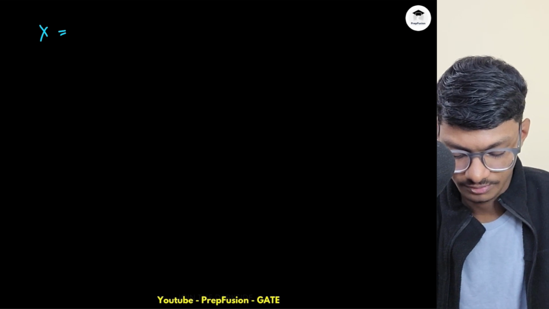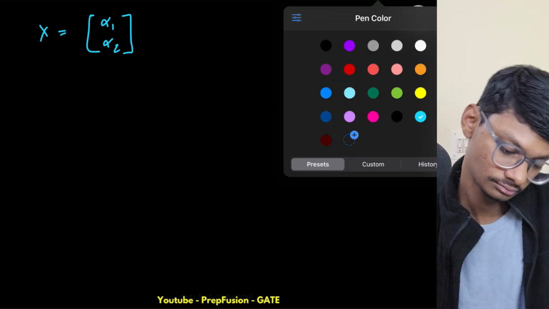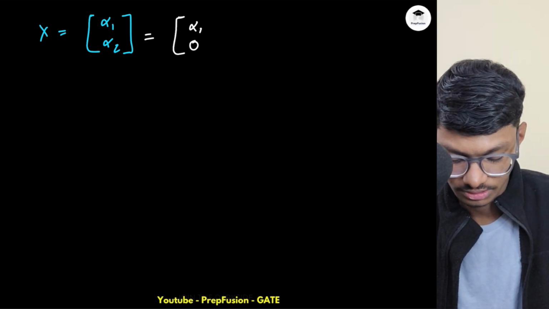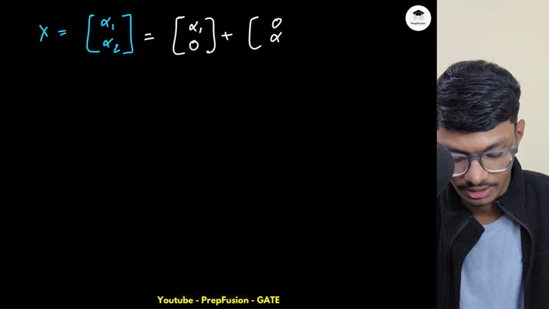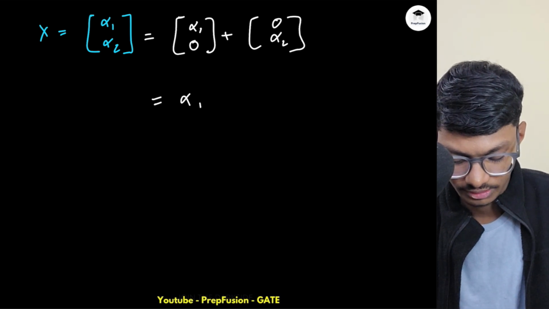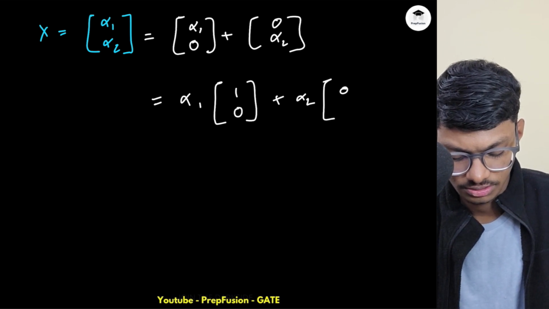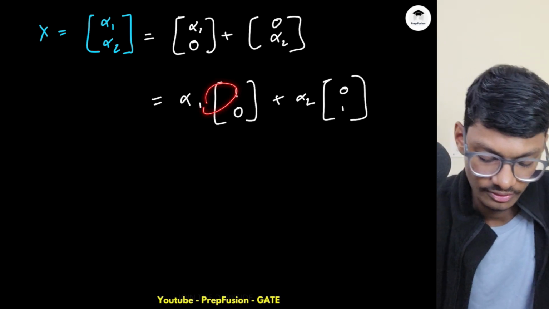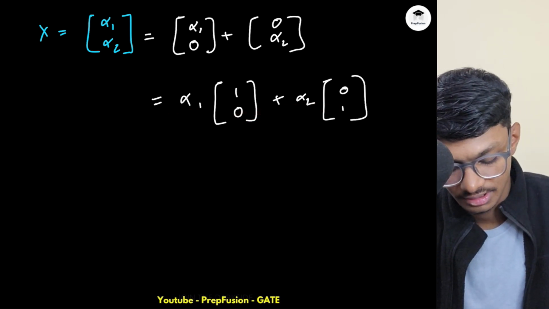So x is simply [alpha 1, alpha 2]. I can write this as [alpha 1, 0] plus [0, alpha 2]. Taking alpha 1 common, this is [1, 0], plus alpha 2 common, this is [0, 1]. Now these are independent, because I have two variables. If I multiply anything with one, it will never become the other. So these are two linearly independent eigenvectors.